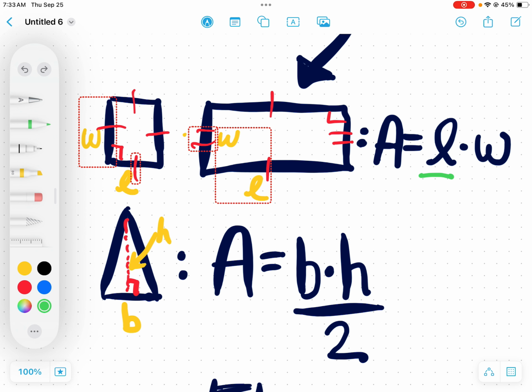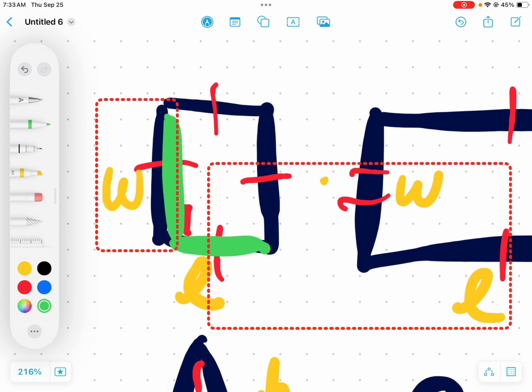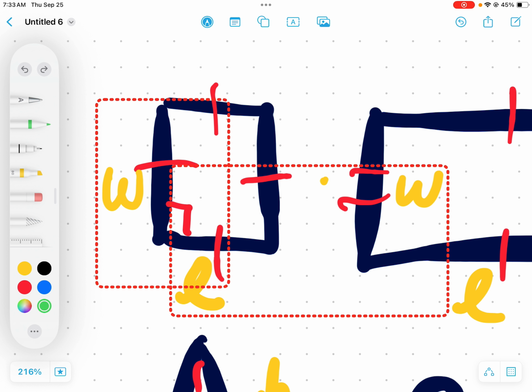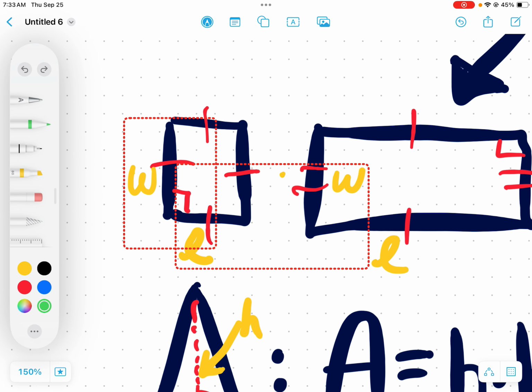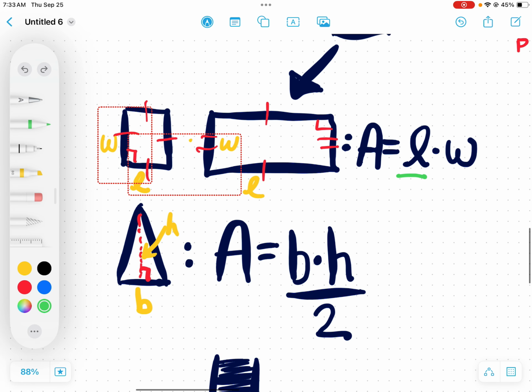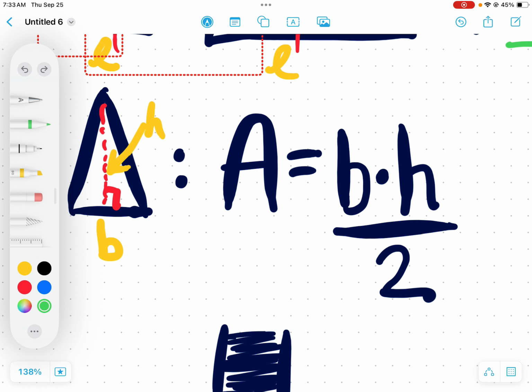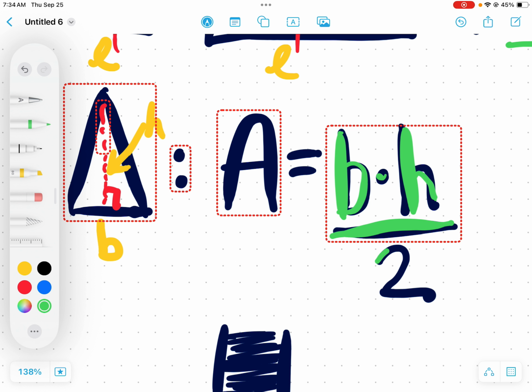Now with a square, your length and the width are going to be the same number because they are the same size, because a square has 4 equal sides. Okay? So when you're dealing with a rectangle, it's length times width. But when you're dealing with a triangle, you need to do base times height, but then you're going to divide that answer by 2. Okay?